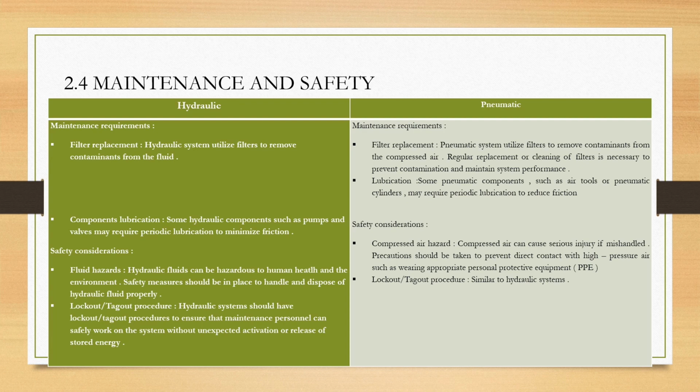And for the pneumatic, compressed air can cause serious injury if mishandled. Precautions should be taken to prevent direct contact with high pressure air, such as wearing PPE. For lockout and tagout procedure, hydraulic systems should have lockout and tagout procedures to ensure that the maintenance personnel can safely work on the system without unexpected activation or release of stored energy. It is similar for pneumatic systems.